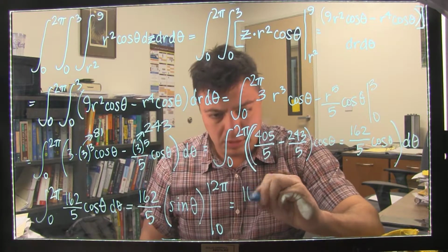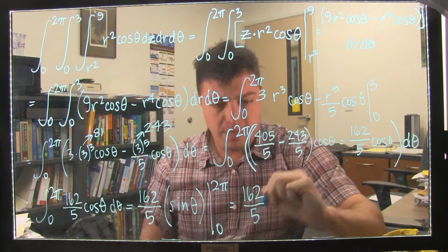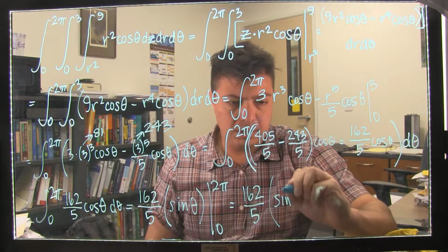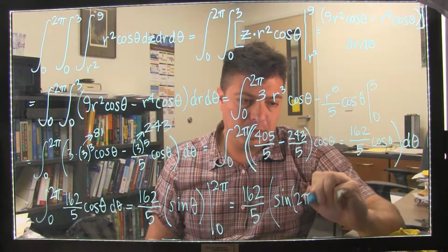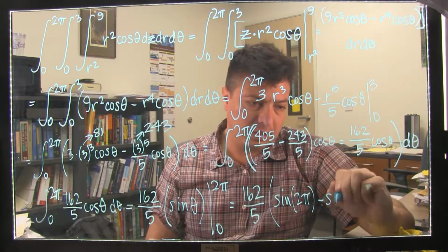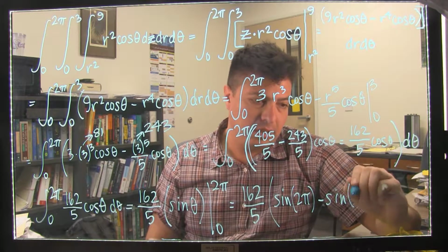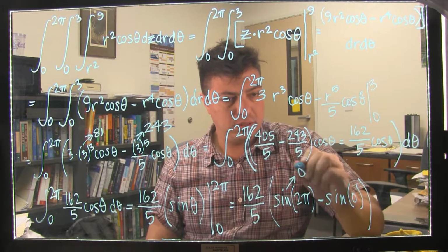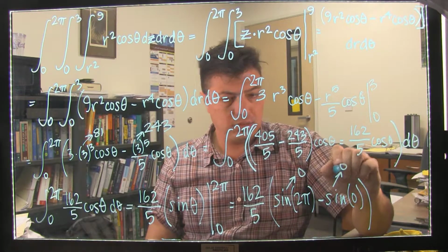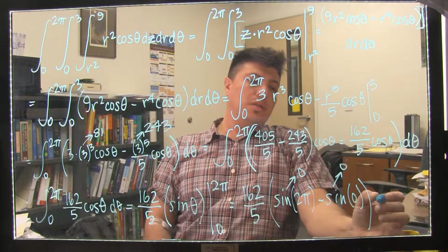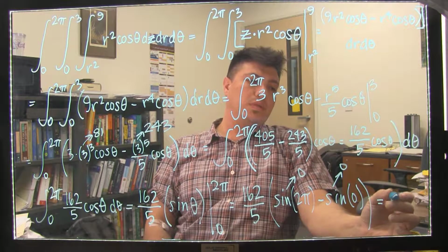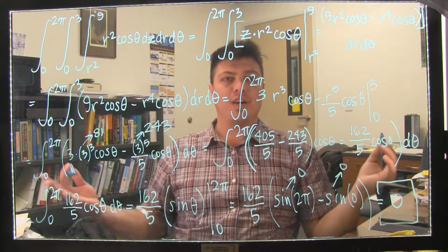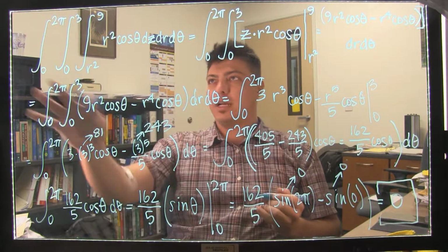equals 162 over 5 and sine of 2 pi minus sine of 0. This is 0. This is 0. 0 times 162 over 5 equals 0. And there's the final answer. This right up here.